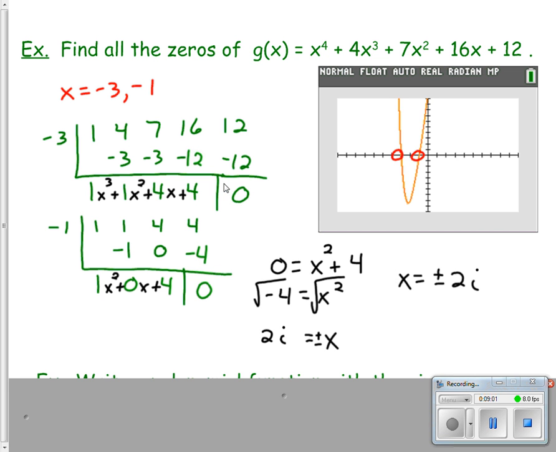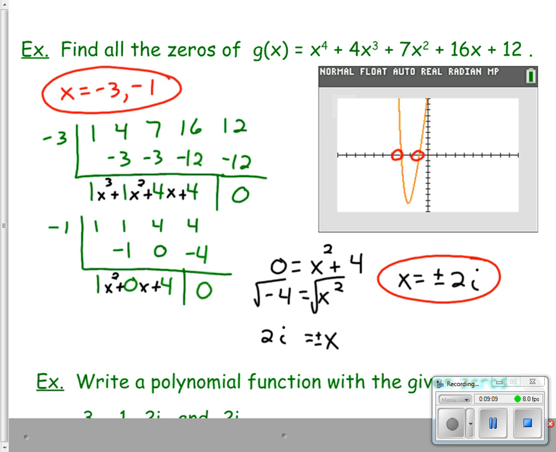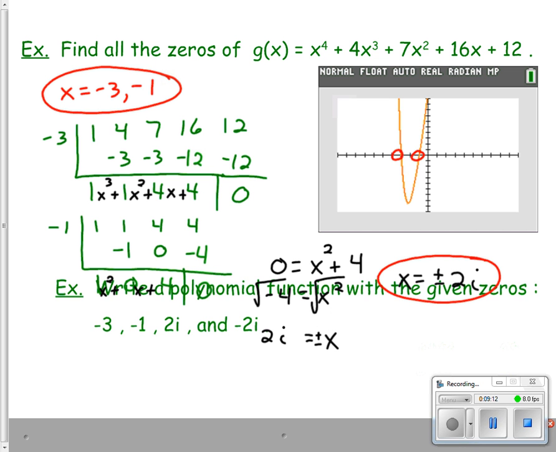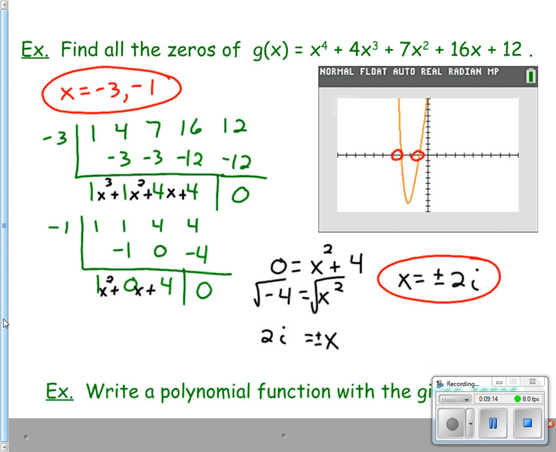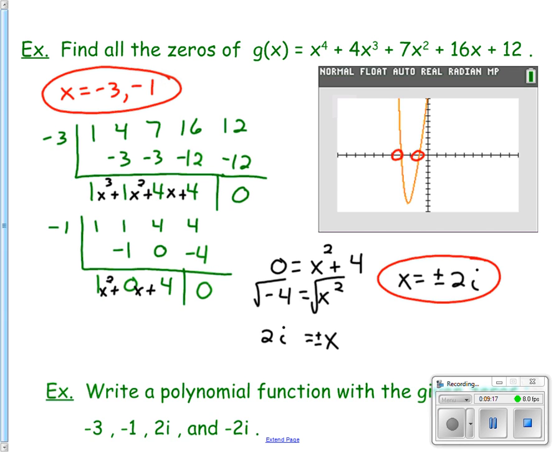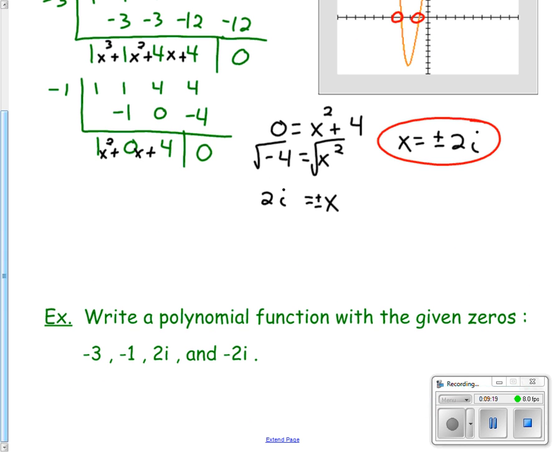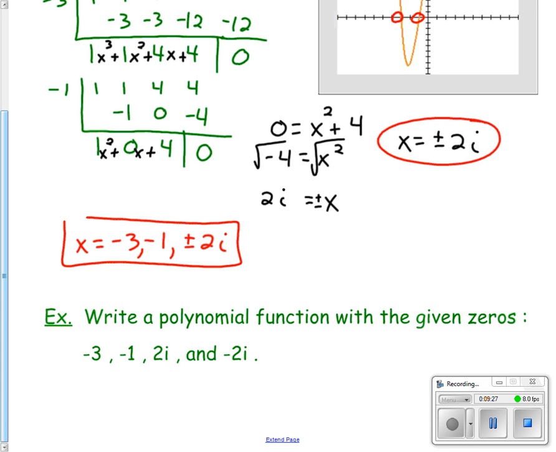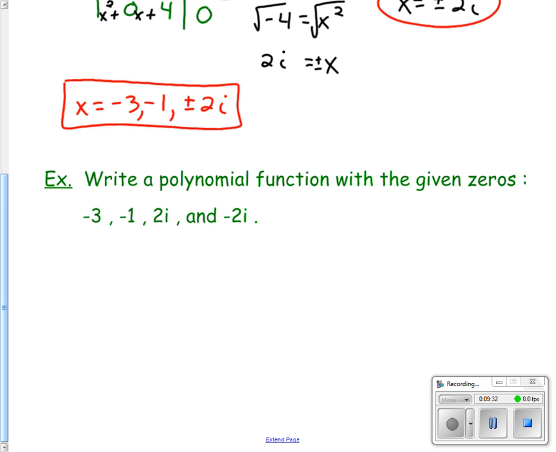So my solutions are -3, -1, and plus or minus 2i. So x equals -3, -1, plus or minus 2i. There are 4 answers, and this was a 4th degree polynomial. And just like we did in the last example, on the other page, if I give you the zeros, you should be able to come up with the function.